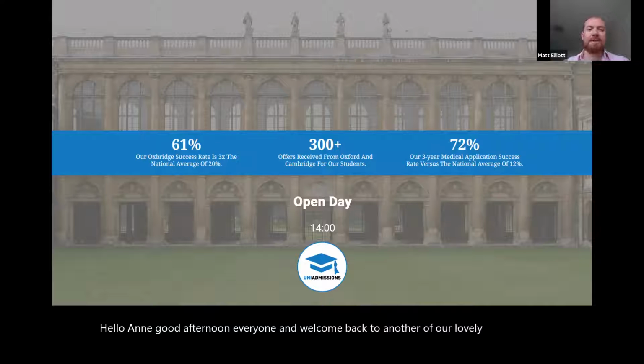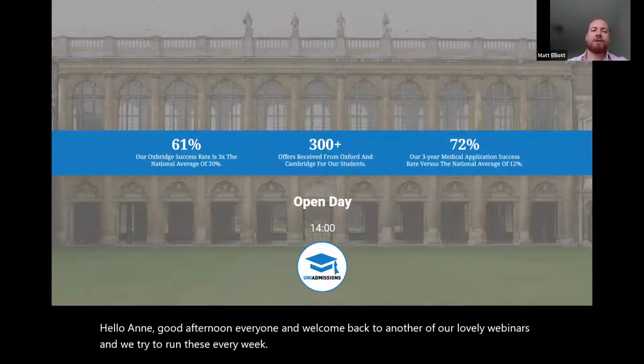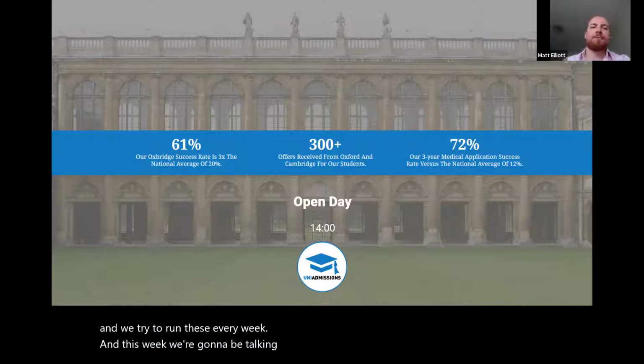We try to run these every week, and this week we're going to be talking about applying to Oxford and Cambridge as an international student.